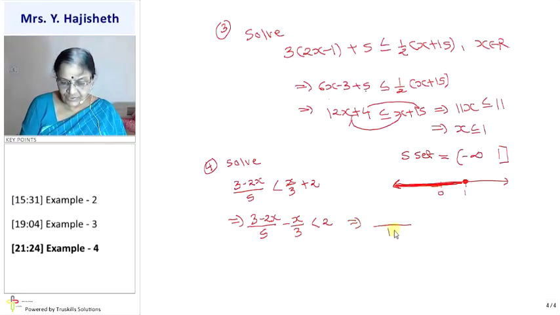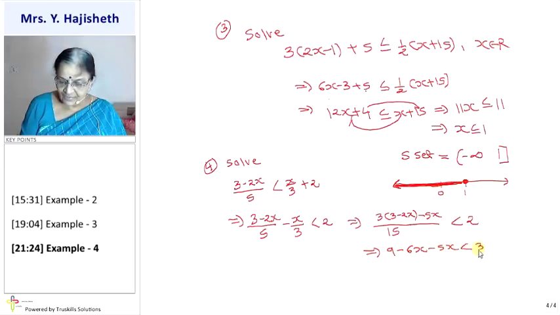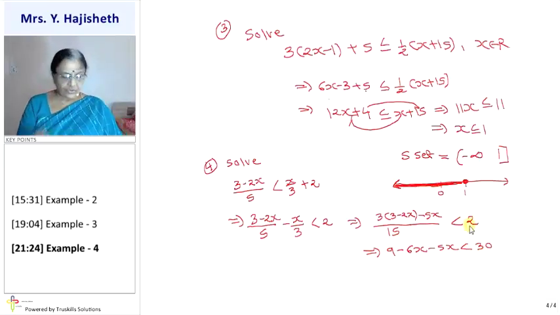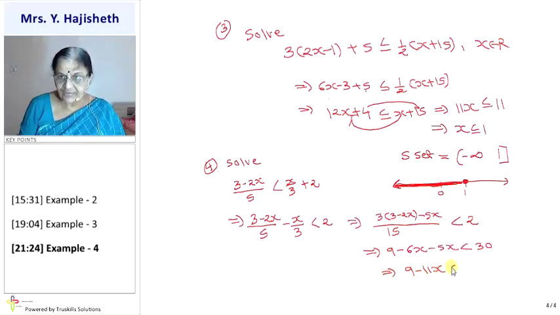Now take the LCM, 15. So here is 15. 3 times (3 minus 2x) minus 5x upon 15 less than 2. So it is 9 minus 6x minus 5x less than 30, because 15 is positive. So taking a positive number to that side, no problem. So 9 minus 11x less than 30.